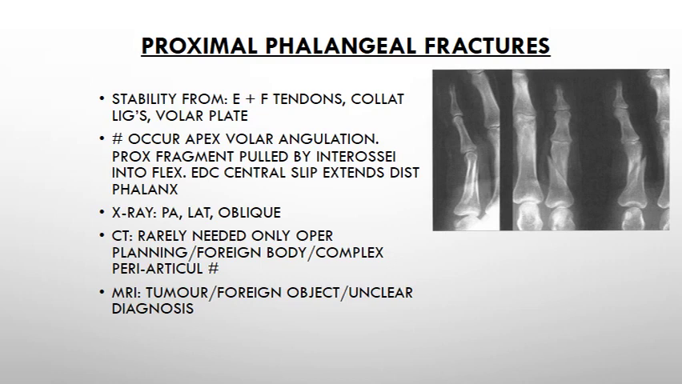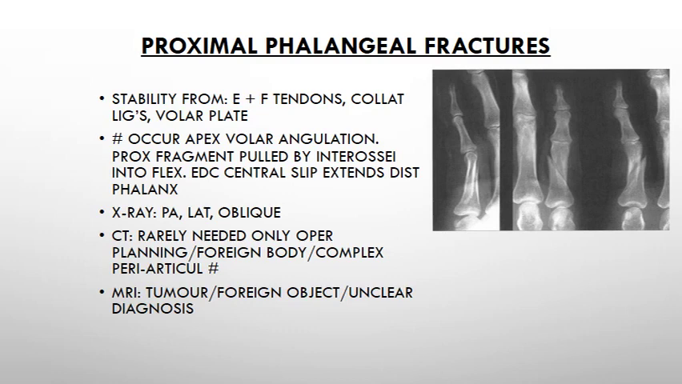Extensor digitorum communis, central slip, extends the distal phalanx. So when considering fractures in the fingers, the balance between the flexor and the extensor tendons and their attachments are vital to see, but where exactly is the fracture line and which one of these tendon slips can pull that fragment either into a dorsal or a volar direction.